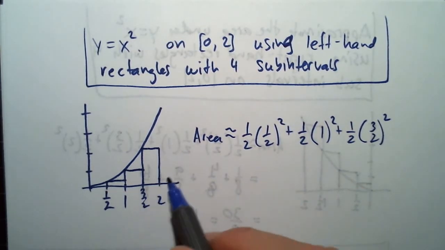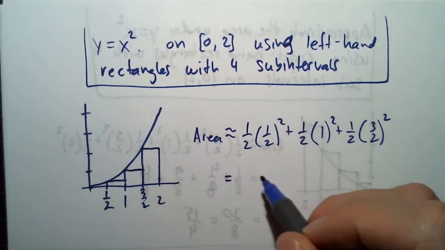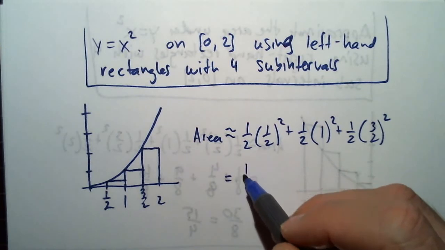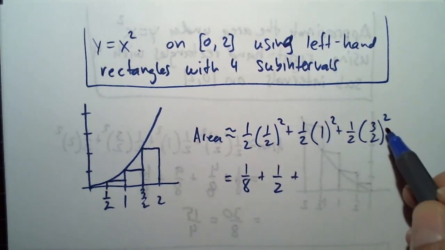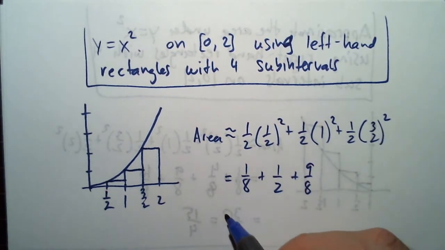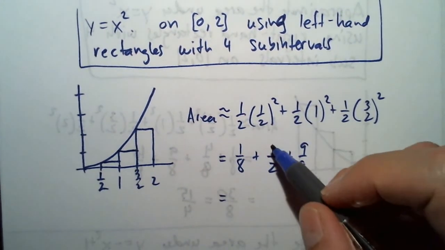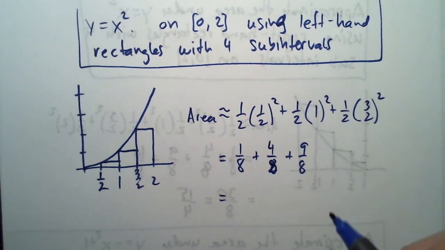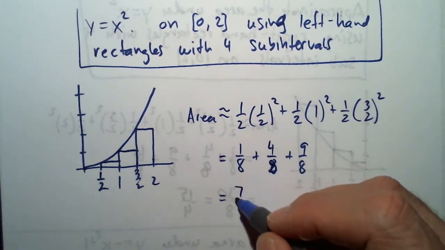X value is 3/2. We plug it into here to find the Y value. So 1/4 times 1/2. Here we have a half. And we have 9/4, that's 9/8. So 1/8. This will be 4/8, 14/8, or 7/4.